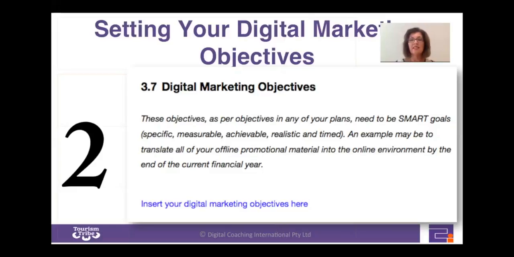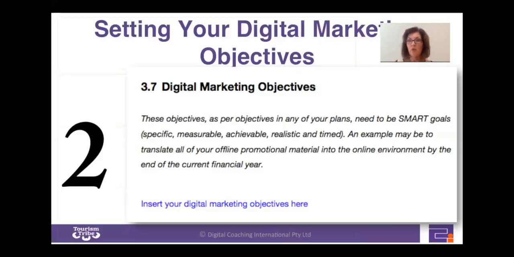Remember, you already instinctively know, as I mentioned before, what you should be focusing on, and it's quite a good exercise to get them down and then come and revisit once you've completed other parts of the document. An example provided here may be to translate all of your offline promotional material into the online environment by the end of the current financial year. And just another one: develop and implement a content marketing plan by 30th of June 2017. So they're these big objectives in terms of your digital marketing. So let's move on to module 2.